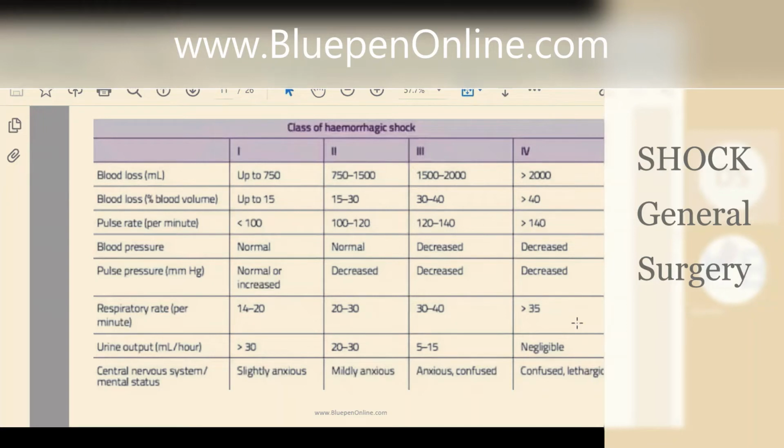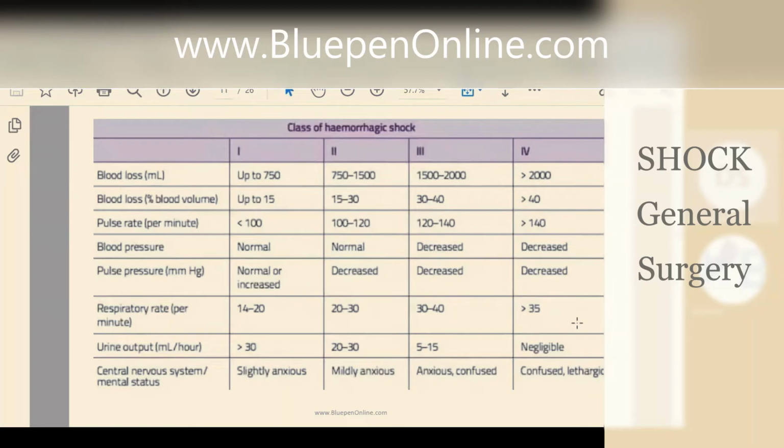will be steady pulse, but it will be tachycardia. Due to tachycardia, the pulse rate will be very high, greater than 140, which is stage 4. Then blood pressure in stage 1 and stage 2 will be normal, but in stage 3 and stage 4 the blood pressure will start decreasing. And even respiratory rate, they study: 14 to 20 is stage 1, 20 to 30 is stage 2, stage 3 is 30 to 40, and more than 35 is stage 4.